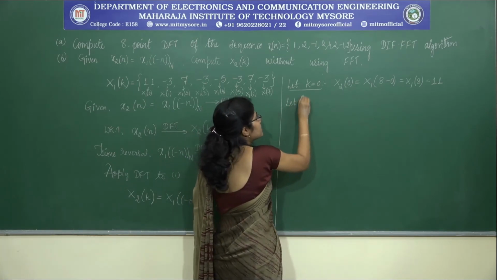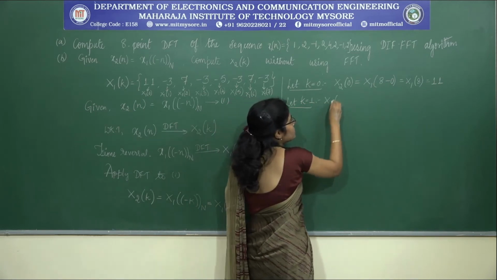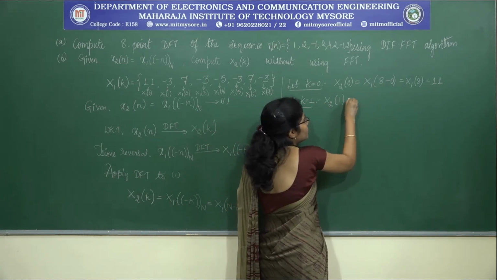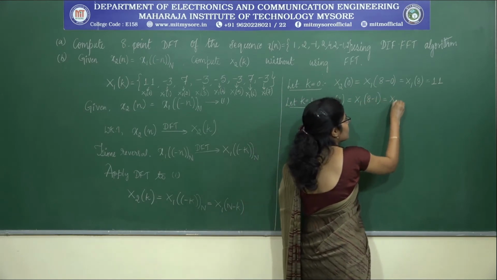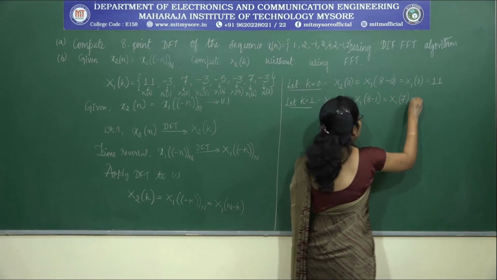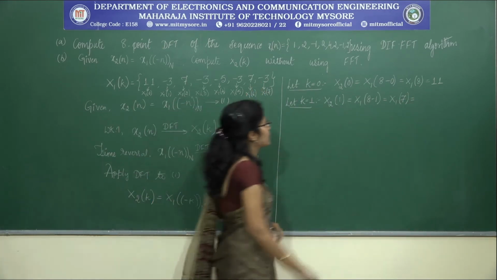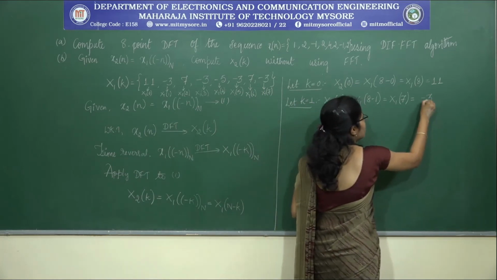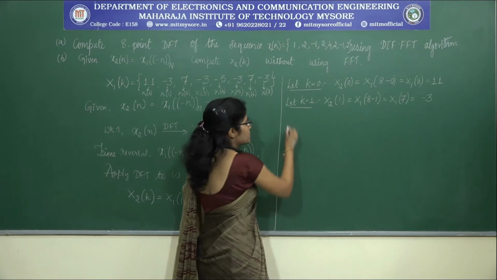Similarly, let k be equal to 1. So if k is equal to 1, x2 of 1 will be equal to x1 of 8 minus 1, which is equal to x1 of 7. So what is the value of x1 of 7? x1 of 7 is nothing but equal to minus 3. Therefore, what is the conclusion? x2 of 1 is equal to minus 3.